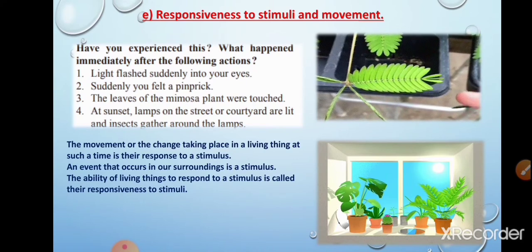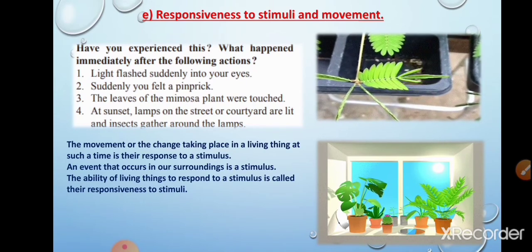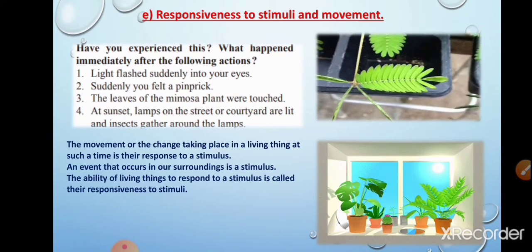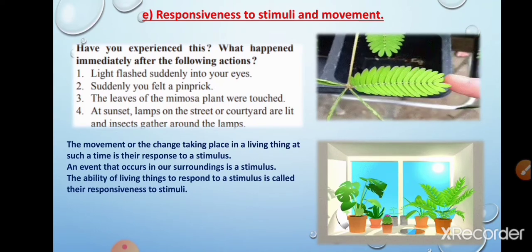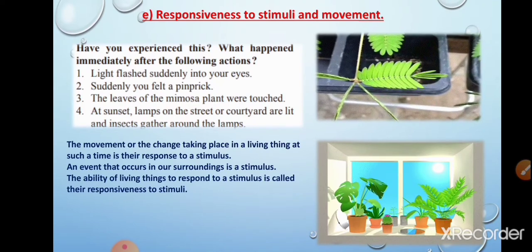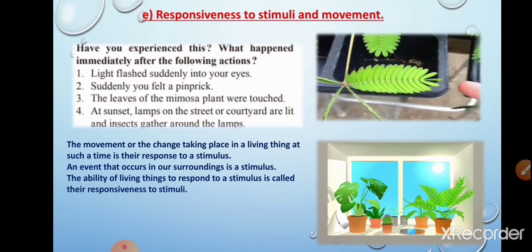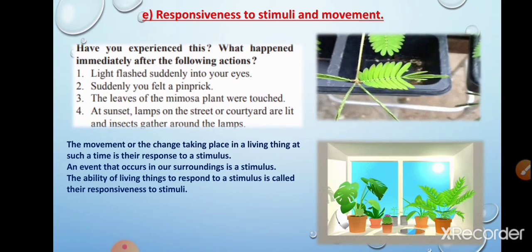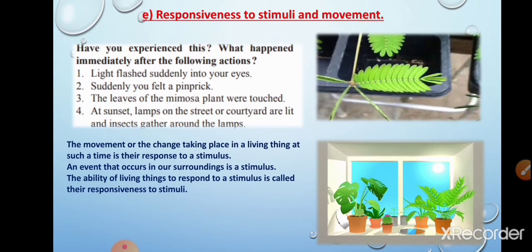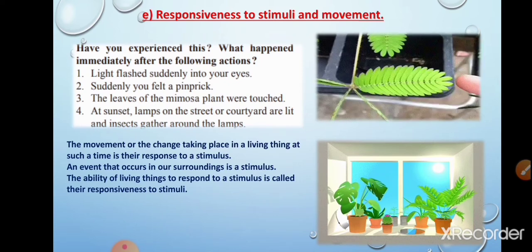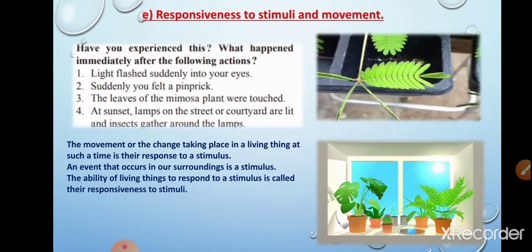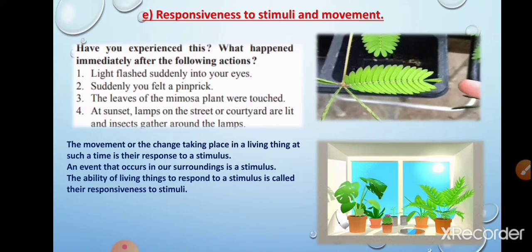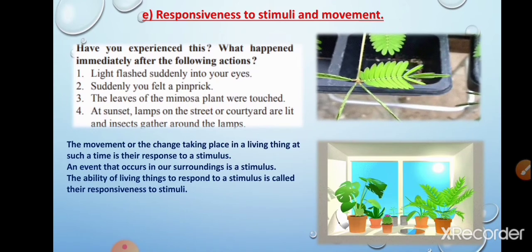The movement or the change taking place in a living thing at such a time is its response to a stimulus. An event that occurs in our surroundings is a stimulus. The ability of living things to respond to a stimulus is called their responsiveness to stimuli. So, therefore, responsiveness to stimuli is a characteristic of living things.